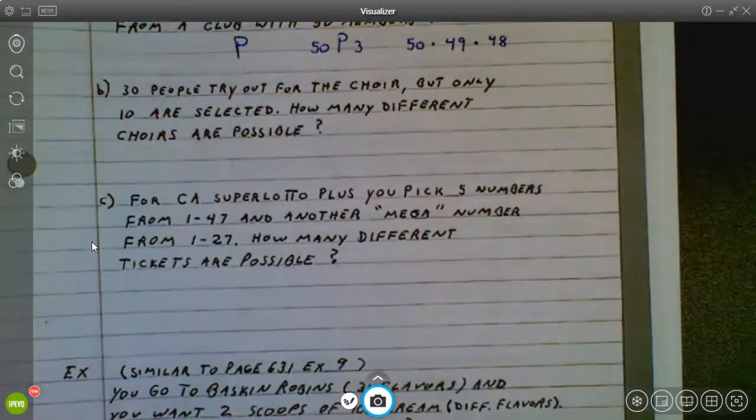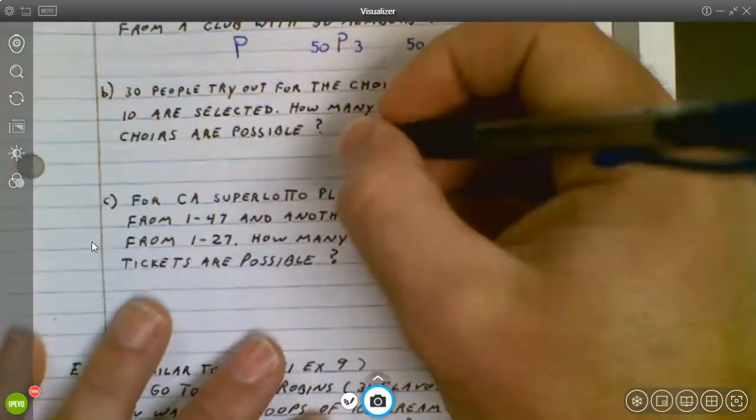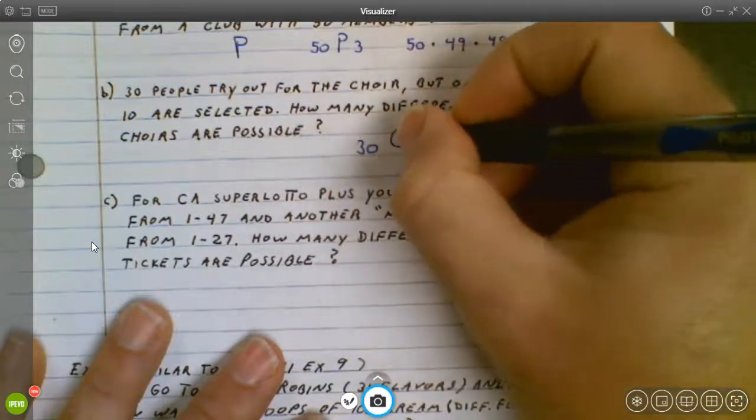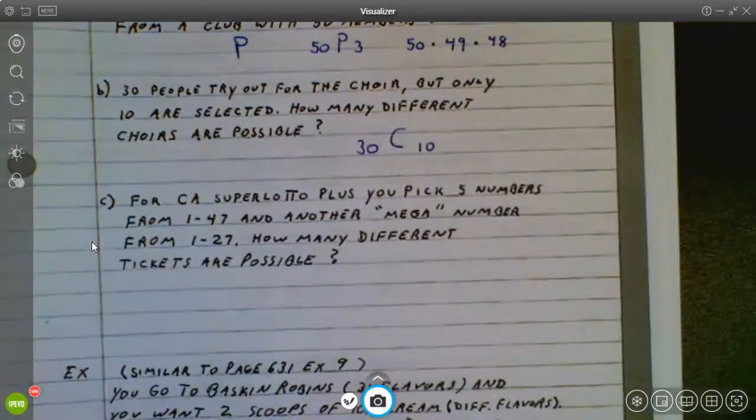So you notice the difference on this one is I am just selecting a group of 10 people, right? There's no order to it. There is no difference in rank or value. We're not talking about lead singer. I'm not talking about different groups like soprano, alto, tenor. I'm not talking about those things. It's just a group of 10. There's no difference to those 10 people. So I had 30, and I am choosing 10 of them in groups.